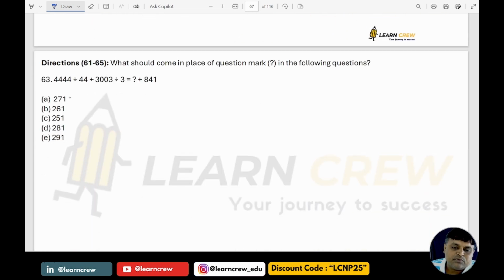So 4444 divided by 44 is 101. 3003 by 3 is 1001. 1001 minus 841 will be your question mark. Thereby x is equal to 261. So the answer is option B. Then next question.